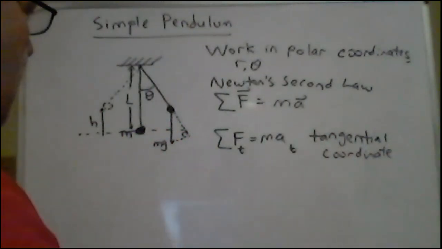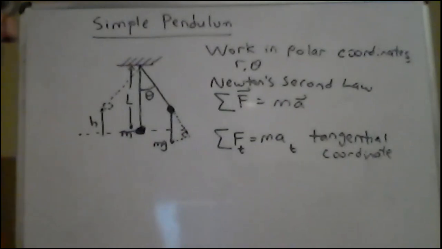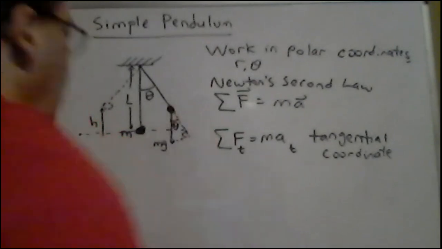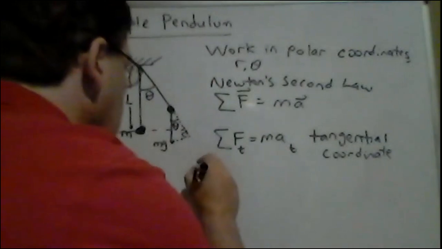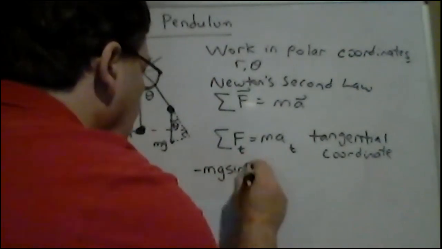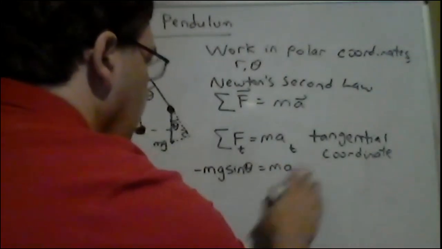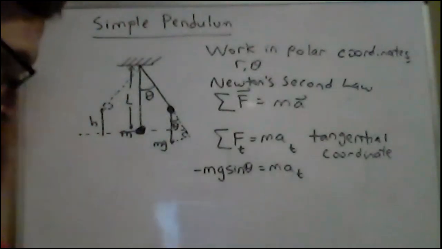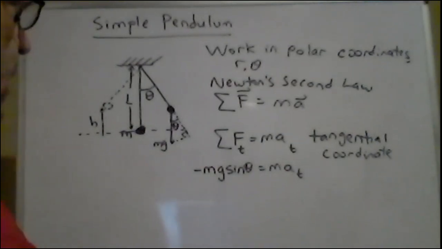Well, let's see, the sum of all forces. The forces on this object: tension goes entirely along the radial, so that's not in the tangential. The only force that operates in the tangential is the component of the weight. If I look at the geometry, if this angle is theta, this angle is also theta, and opposite the angle is mg sine theta. So the left-hand side, going toward the left, is negative mg sine theta, equal to, I'll drop the tangential, m a tangential. That is the equation of motion for the tangential direction.